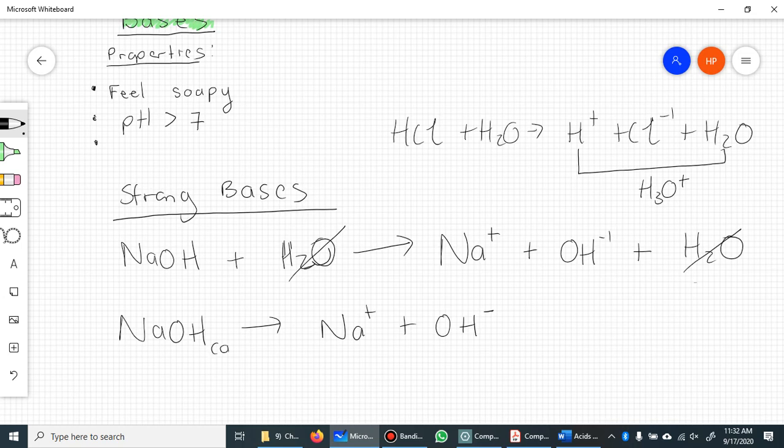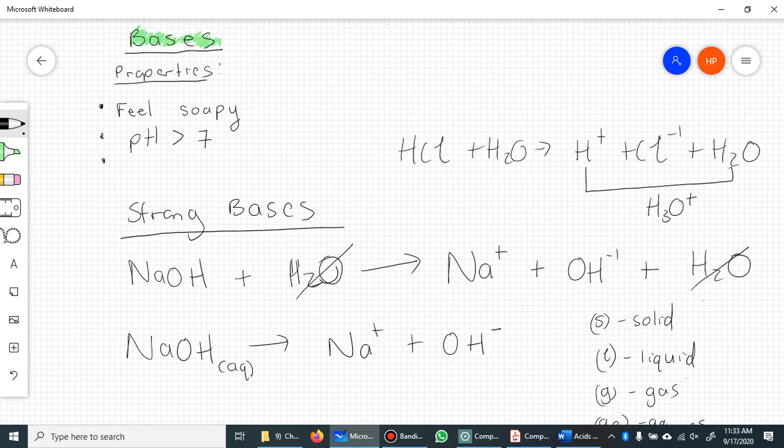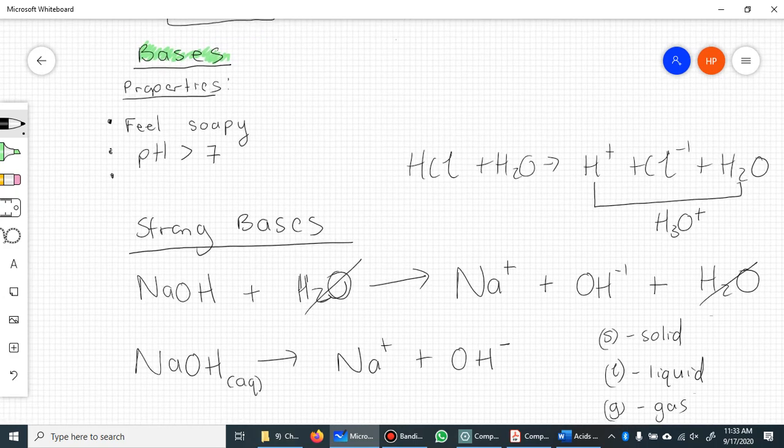If you want, you can write AQ here, and remember what all these things mean. S means something is in solid phase, L means something is in liquid phase, and these sort of things are going to become more and more important as we go on with chemistry. So solid, liquid, we have gas phase, and then AQ means aqueous, which means it's been dissolved in water. So if I write aqueous here, it means that I've dissolved my sodium hydroxide in water. So it's not really necessary then to worry about the water. I've already said that it's broken up.